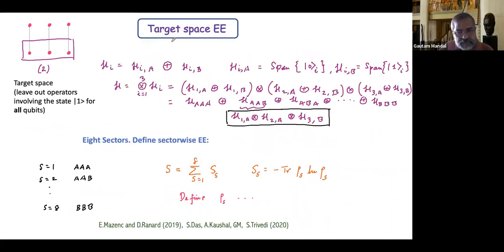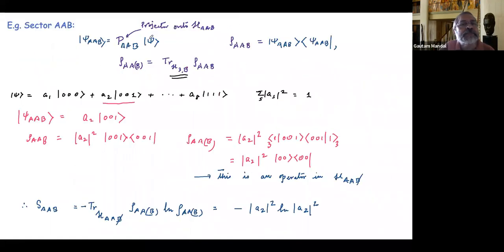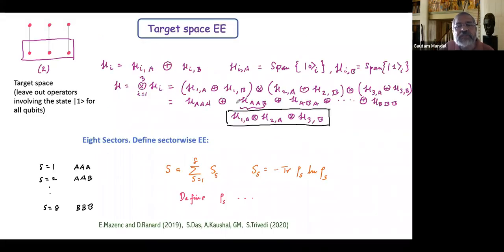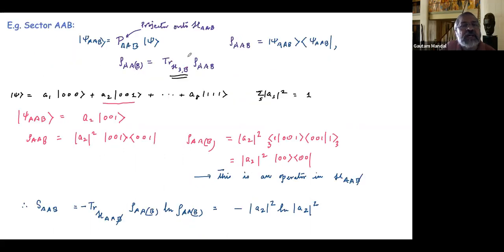So the definition is the following: take any one of the sectors. I'll take H_AAB as my sector. Then you can define a projection operator which does the following: if a state is an arbitrary mixture of the 8 sectors, then there is a projection operator which will project out the part that belongs to AAB. I call that projection operator P_AAB, and I call that state psi_AAB, which is the projected part of psi.